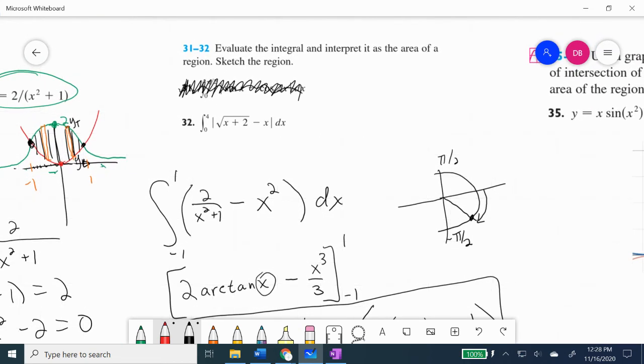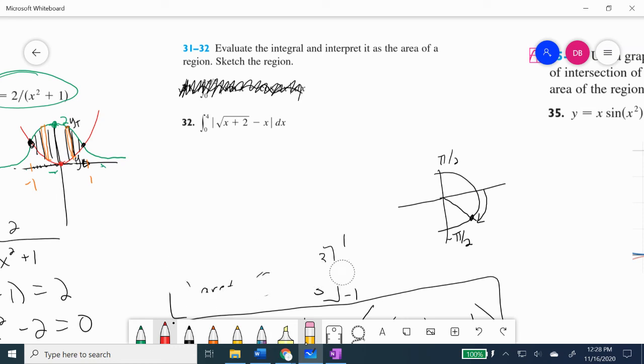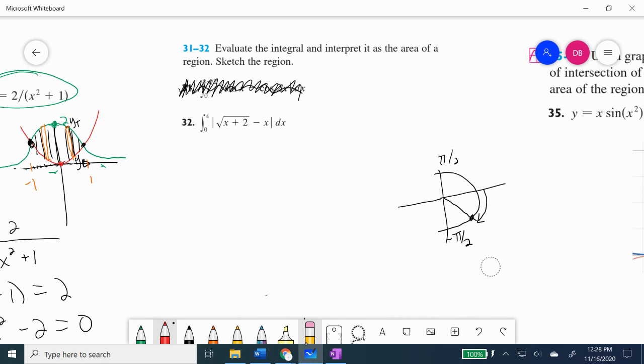Problem number 32. I need to erase. So with number 32, you are supposed to evaluate this integral, which uses absolute value, but you're going to do it by drawing its region and figuring out how to actually set that up into two separate integrals.